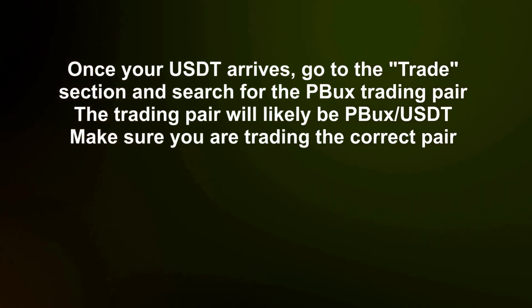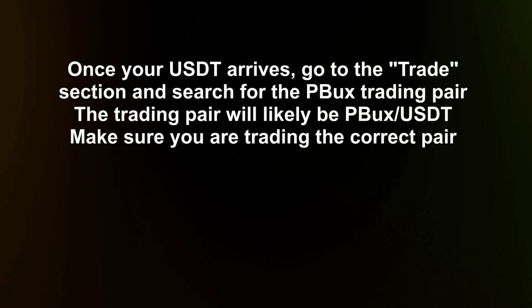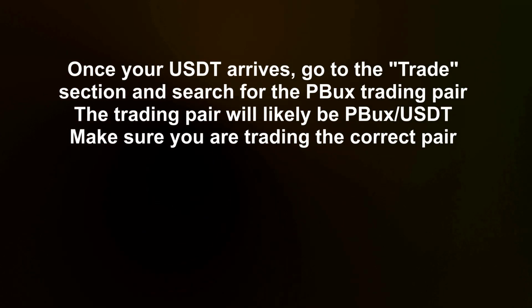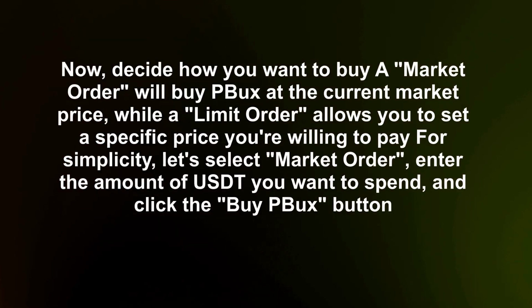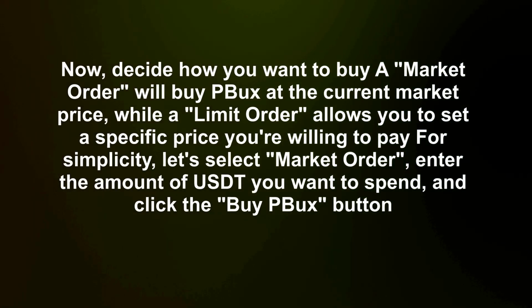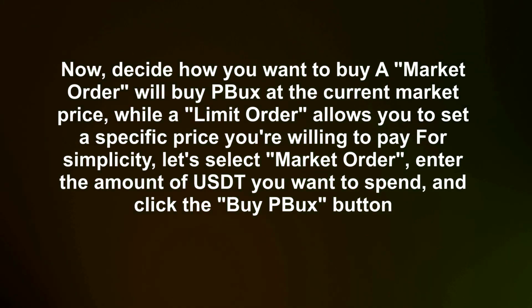Once your USDT arrives, go to the trade section and search for the Bucks trading pair. The trading pair will likely be PBUX/USDT. Make sure you are trading the correct pair. Now, decide how you want to buy. A market order will buy Bucks at the current market price, while a limit order allows you to set a specific price you're willing to pay.